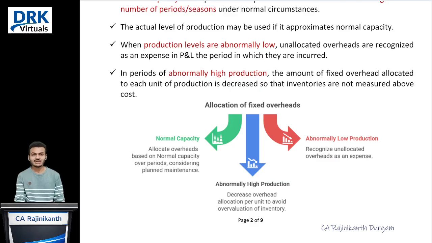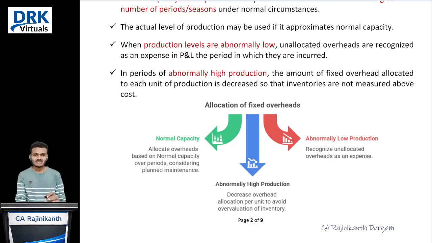Similarly, if our actual output is 3 lakh units, our normal capacity is 5 lakh units. In this case also, allocate the fixed cost on the basis of normal capacity. What's our fixed cost divided by our normal capacity? How much? 5 lakh units. We will get per unit value. You multiply the 3 lakh output with that per unit value. You will get some amount. And the remaining fixed cost, if any, that you charge to profit and loss account as an expense.